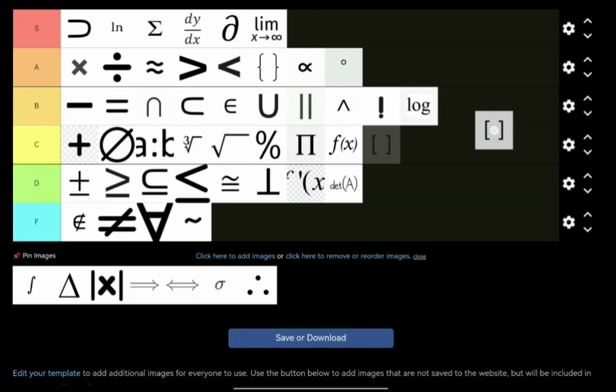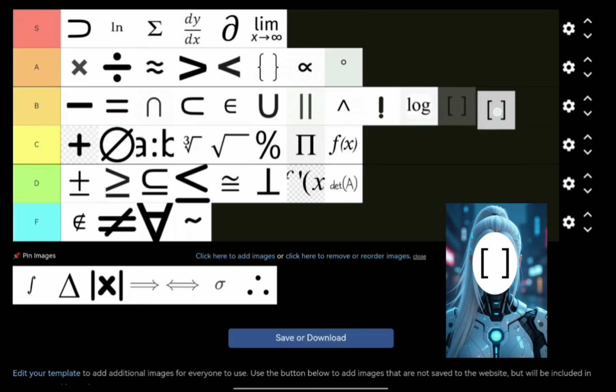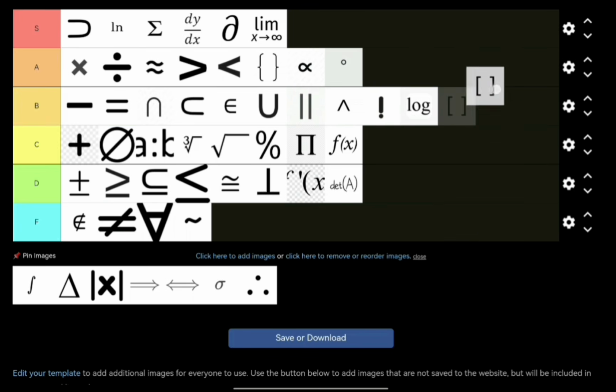Matrix, she looks a little masculine, but you know what? I feel like this is like an AI girlfriend, right? This is what a matrix is. Because of that, I'll say A tier.